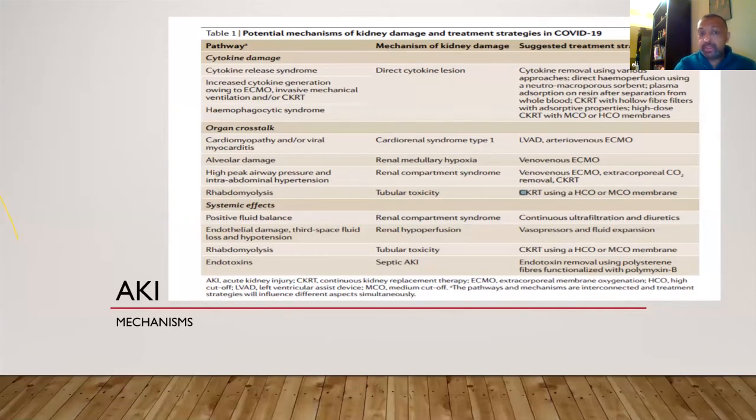The other one is by causing what they call organ crosstalk. If you have cardiomyopathy with viral myocarditis, that could lead to cardiorenal syndrome. Alveolar damage with acidosis can lead to renal medullary hypoxia, rhabdomyolysis can lead to tubular toxicity, and endotoxin as well, septic AKI. So I'm going to move on. I know I'm running out of time.